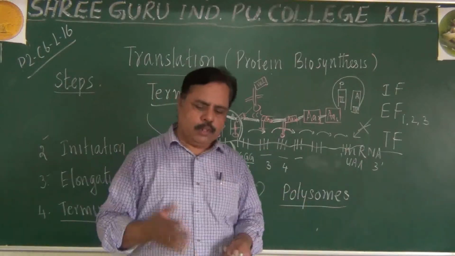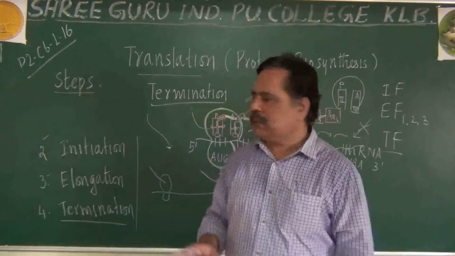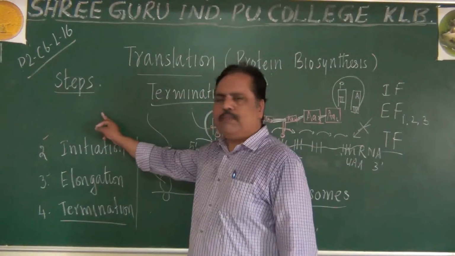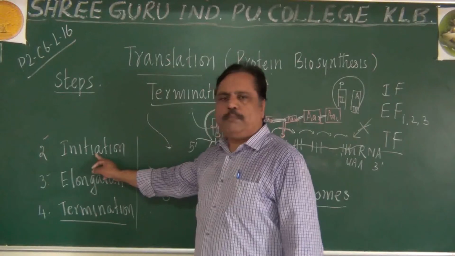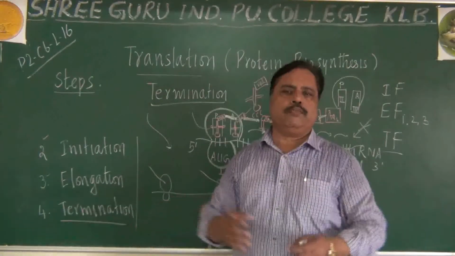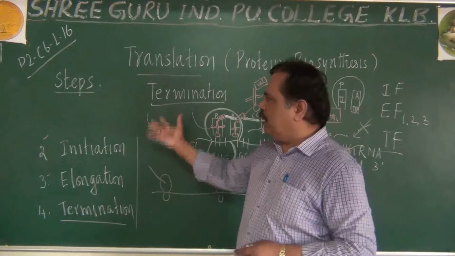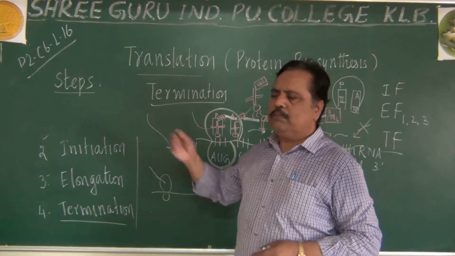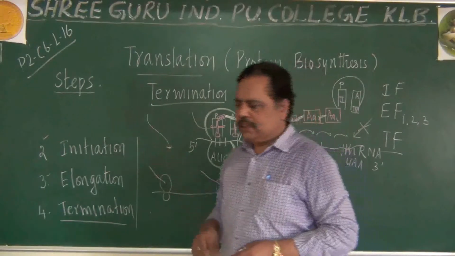Remember this point? Translation involves 4 steps: activation of amino acid, initiation of polypeptide chain, elongation of polypeptide chain, and termination of polypeptide chain. I have explained to you. Make note of this. Just we will continue.